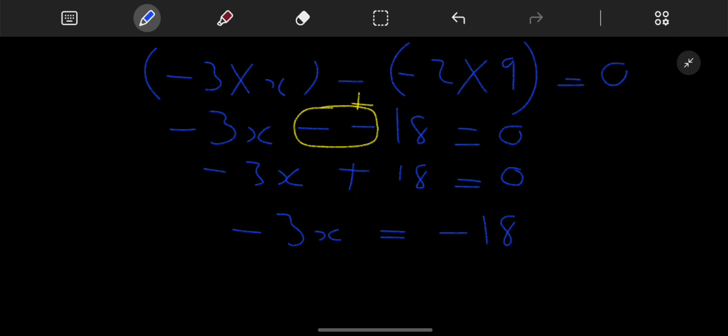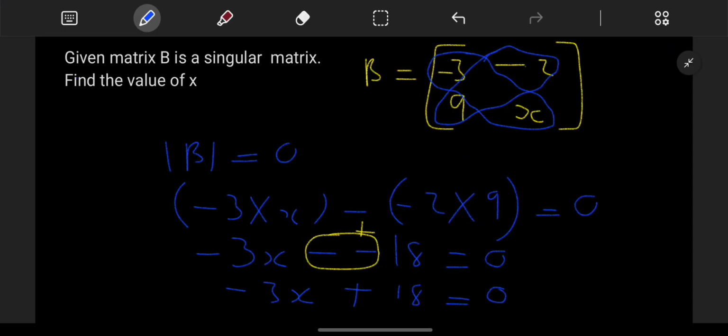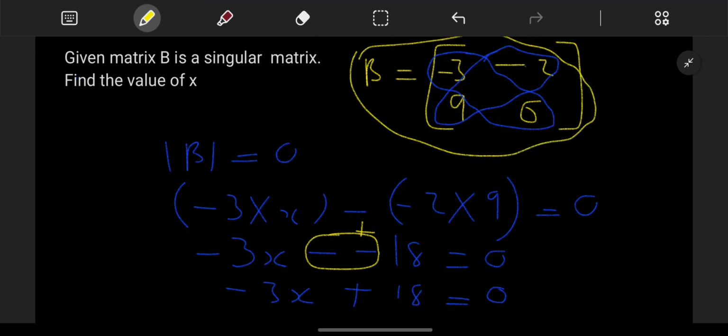We want to find the value of x, so we divide both sides by negative 3. Here we cancel the minus 3's, and minus 18 divided by minus 3, we get a 6. Or we can just cancel the negative signs first, then we're left with 18 and 3. So the value of x is going to be 6. Just proving, if we put a 6 there and find the determinant of this whole matrix, it's going to be a 0.